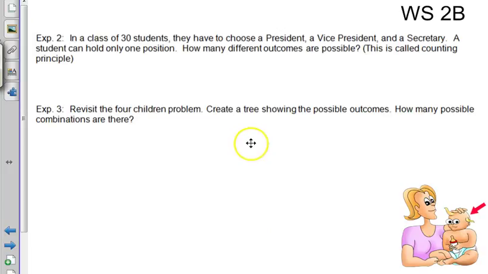In a class of 30 students, we've chosen a president, a vice president, and a secretary. A student can hold only one position. How many different outcomes are possible? How many ways can we pick a president? Okay. How many people remain to choose for a vice president? How many people remain to choose for a secretary? So how many different ways can this happen?